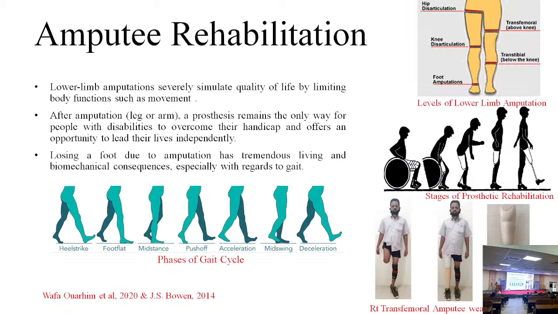For amputee rehabilitation, first we need to know about amputation. Amputation is a destructive surgical procedure that breaks the continuity of the limb. When the limb is amputated, it usually affects the quality of life of the amputee, and the person cannot ambulate. So the prosthesis remains the only option for the amputee to overcome the handicap and mobilize themselves to live their lives independently.